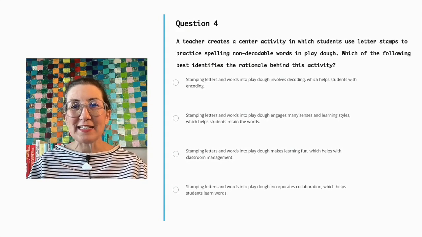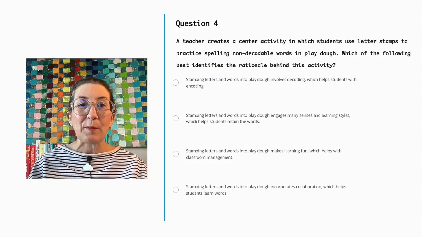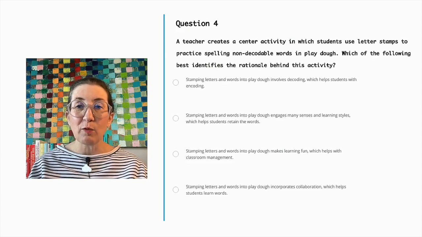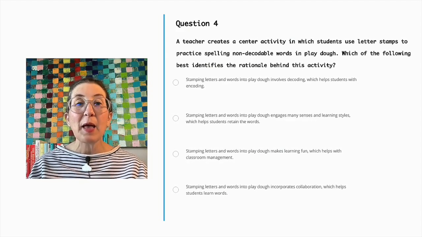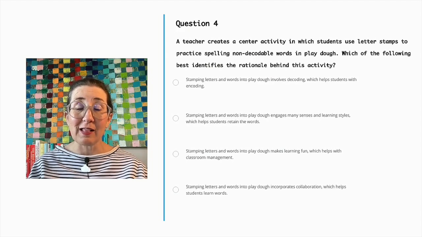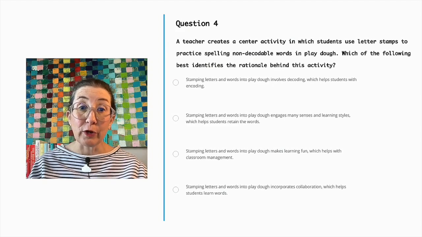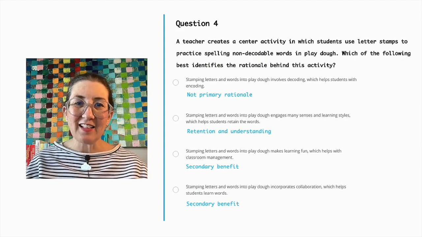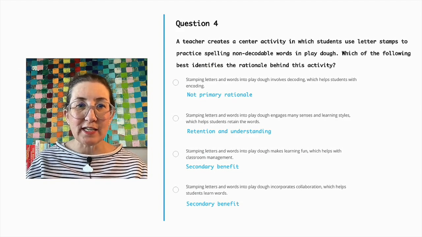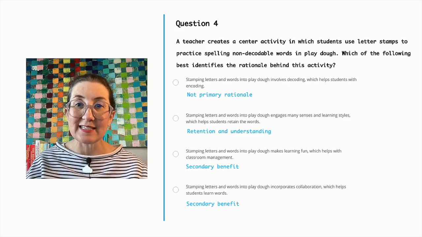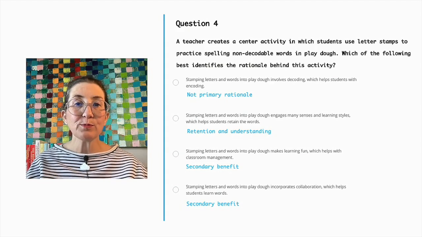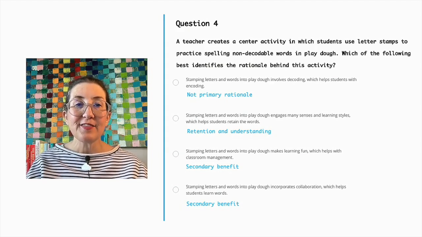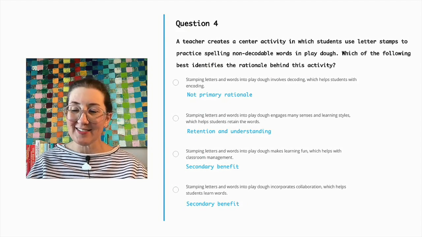Stamping letters and words into Play-Doh involves decoding, but this is not the primary rationale behind this activity. Making learning fun helps with classroom management, and incorporating collaboration helps with learning words, but these are secondary benefits. The best rationale is that stamping letters and words into Play-Doh engages many senses and learning styles, which helps students retain the words. This multisensory approach enhances memory and understanding.